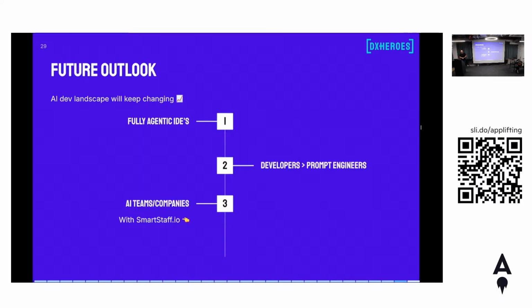Because the AI developer landscape will keep changing, and we may see things like a fully agentic IDE soon, where we will have multiple AIs working together with you in real time on complex features, without merge conflicts, which are currently a problem. We tried that. And we may see developers become more like prompt engineers or software architects, and they will guide the AI and work more with so-called soft roles. And we might even see AI teams or companies.